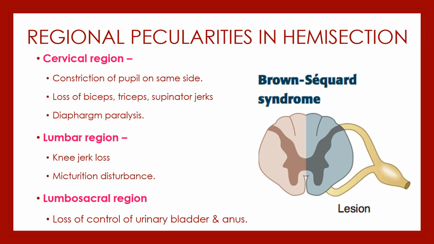And then hemisection in the lumbar region, so there will be loss of knee jerk and disturbances in the micturition. This is because of the involvement of the lumbar segments L3 and L4. Hemisection in the lumbosacral region, so there will be loss of control over the sphincters of the bladder and the rectum. So bowel and bladder disturbances will be there.